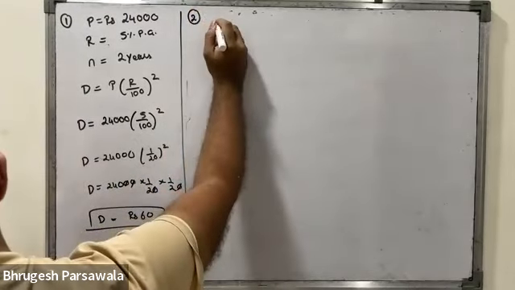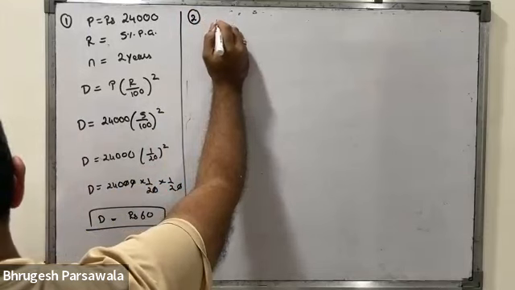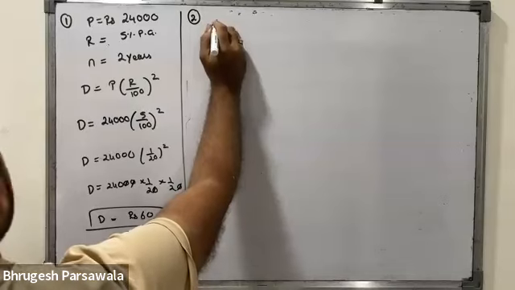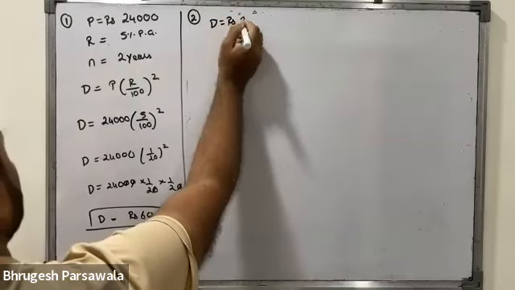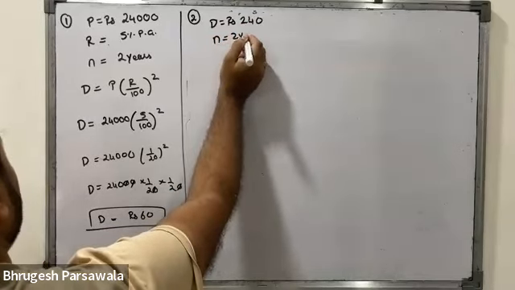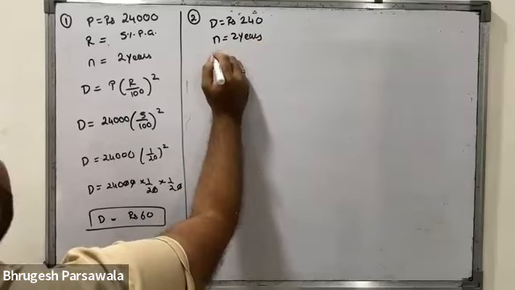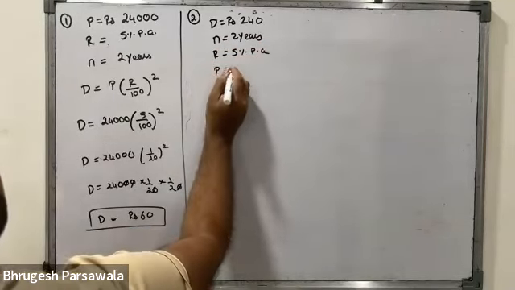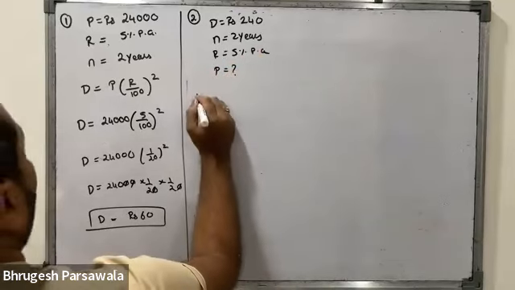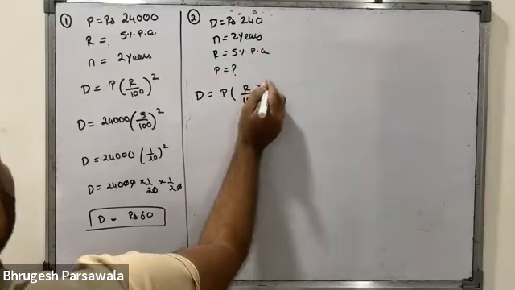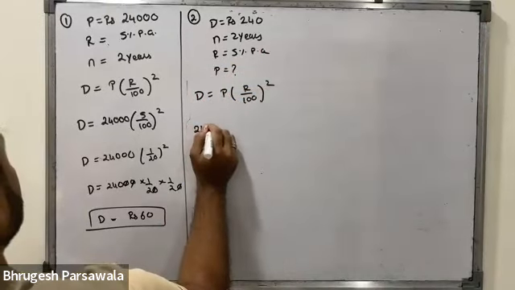Second sum. The difference between CI and SI for 2 years on the same sum at 5% per annum is rupees 240. The difference is 240 rupees, my child. 2 years, great. The rate is 5% per annum. What is my principal? In such type of sum, this formula helps like anything. Trust me, this formula is very, very useful to you.